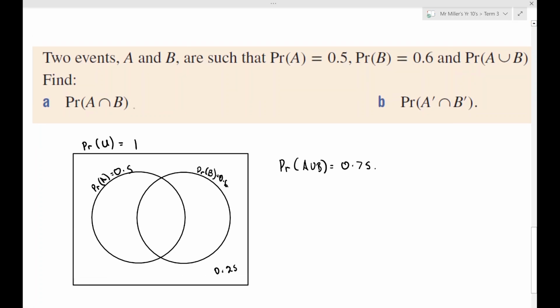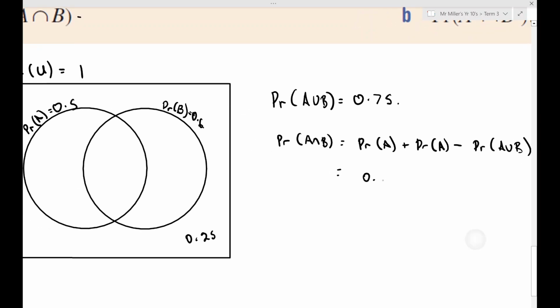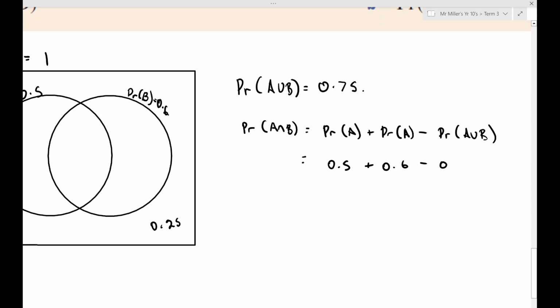Okay, so we're asked to find the probability of A intersect B. Well, we know from the addition rule that that's just going to be the sum of the probabilities of either set minus the probability of the union. So here we count up both sets, and that's the union plus an extra intersect. And we take away the union, that leaves us with just that intersect that we double counted. But anyways, that's going to be 0.5 probability of A, plus 0.6, subtract 0.75.